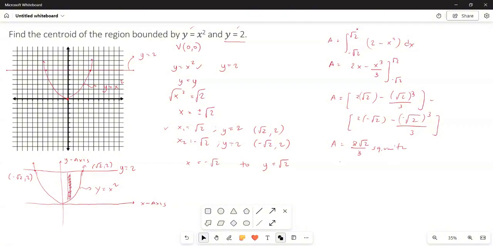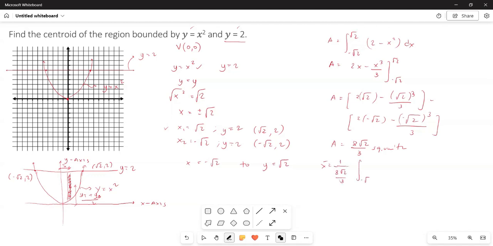So hindi pa yun yung sagot natin. So ayan, may area na tayo. Let's proceed to our x bar. Ano? So si x bar, ito yung distance ng ating centroid papuntang y-axis. X bar. And then yung sa y naman is ito. So yan ay y top plus y bottom over 2. Average lang ng ating functions. Okay? So for x bar, we have 1 over yung area natin. Sabihin natin 8 square root of 2 over 3 na agad.